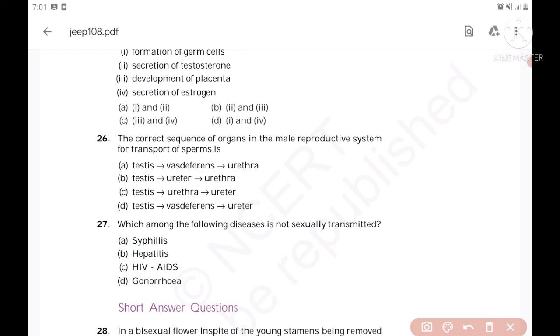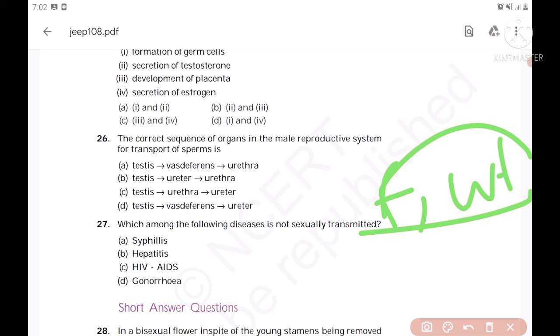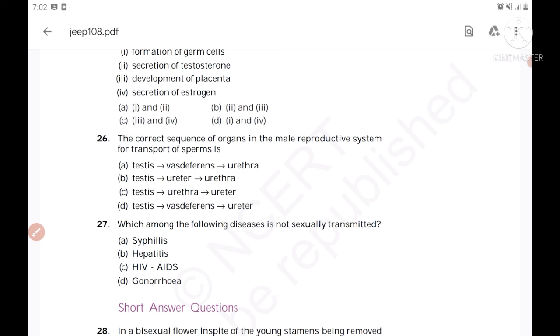Next. Which among the following disease is not sexually transmitted? Syphilis is sexually transmitted, HIV, AIDS, and gonorrhea. Now, what is hepatitis? That is nothing but it passes when the food or the water is contaminated. Then only this disease occurs. So it's not sexually transmitted. So the answer is B. So that's it for today, guys, and we completed MCQ successfully.